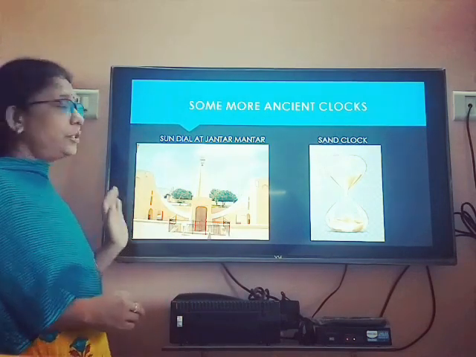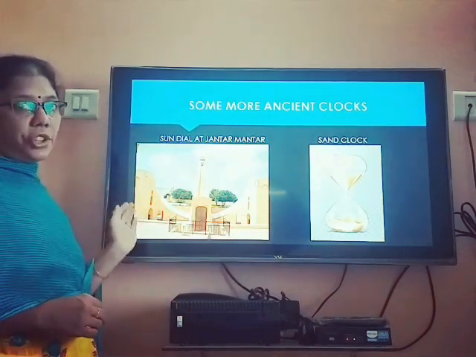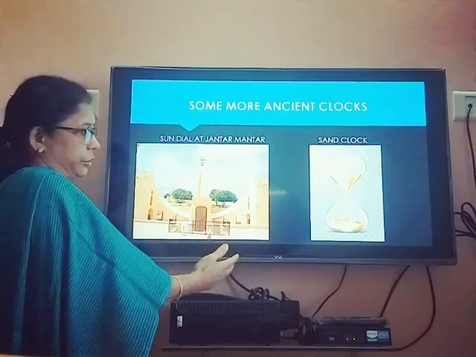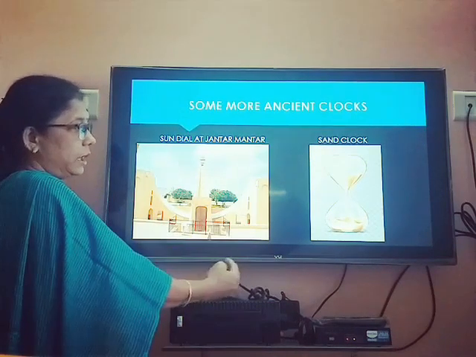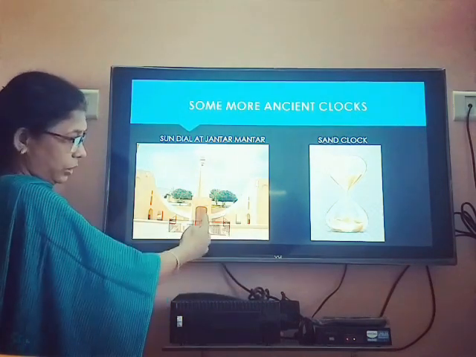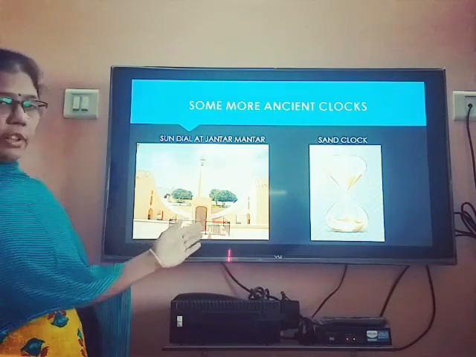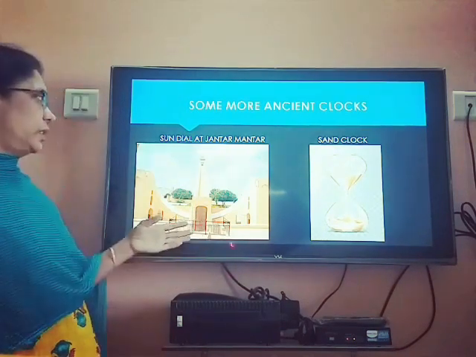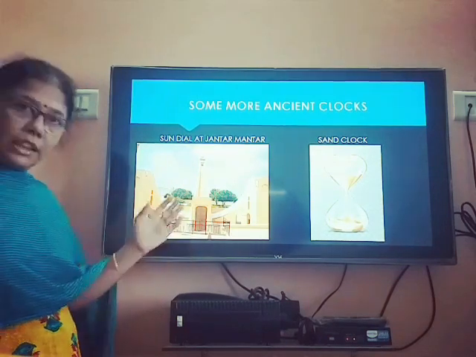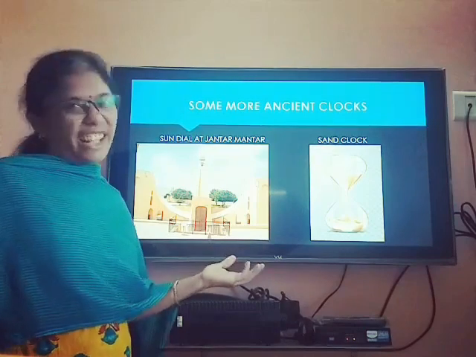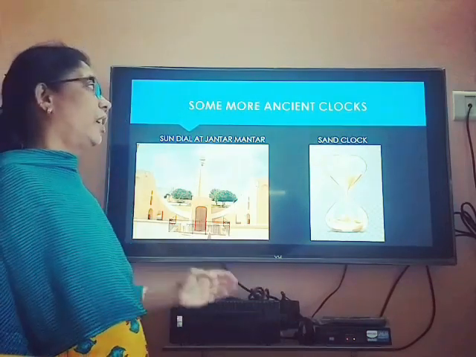From morning to afternoon, you can find the shadow on the left part of the arch. After the afternoon, you can find a shadow on the right side of the arch. So you can see the shadow there now. The time may be around 1 to 2 o'clock. That's what the time could be. But this again cannot be used if it is cloudy or rainy or at night. You cannot use this type of clock.